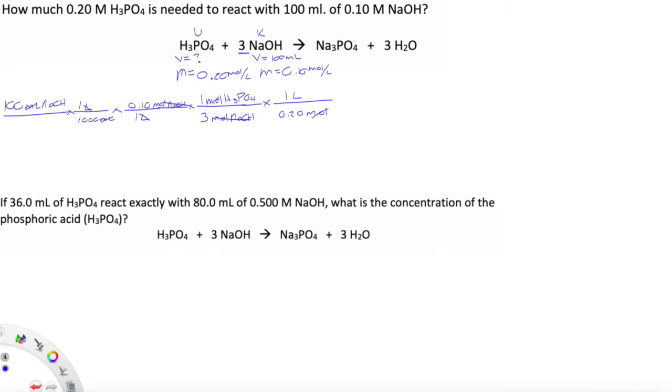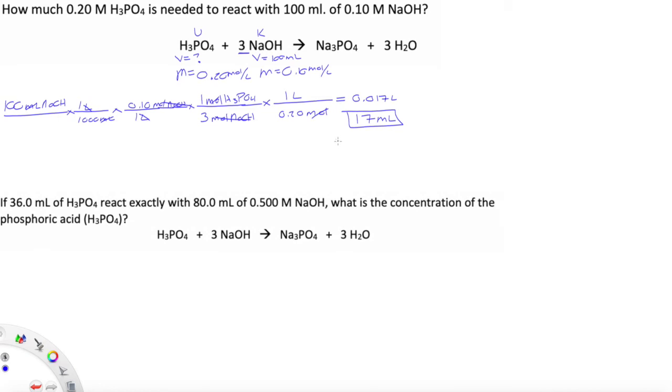So moles will cancel out, and that'll leave me with liters of phosphoric acid. And if I plug this all into my calculator, I end up with 0.017 liters. And since that's such a small number, I need to go ahead and convert it back to milliliters, which means I'm just multiplying it by 1,000. And when I do that, I can just move the decimal place over 3 spaces, and I end up with 17 milliliters. Okay, so there's the first way using stoichiometry.